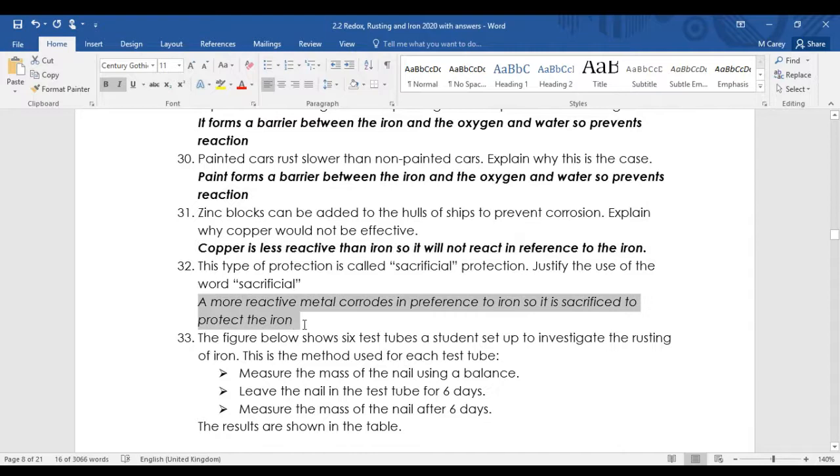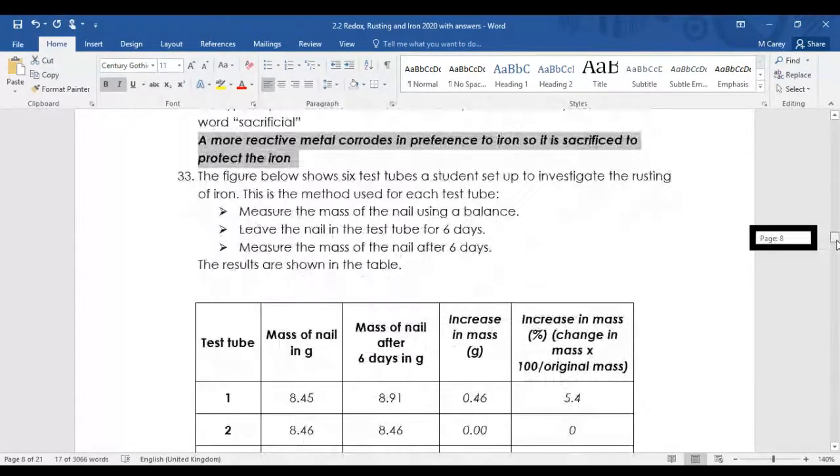Sacrificial. There's a number of answers here. I would just define what sacrificial protection is. It's that a more reactive metal corrodes in preference to iron, so it sacrifices itself to protect the iron. And then you have these test tubes.